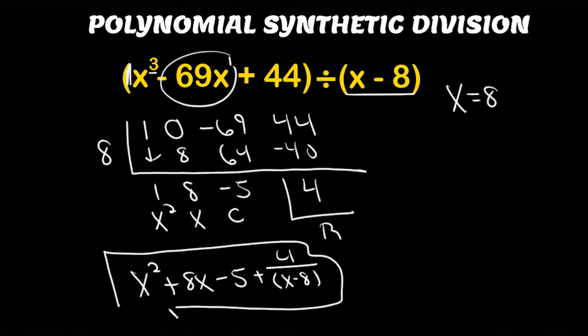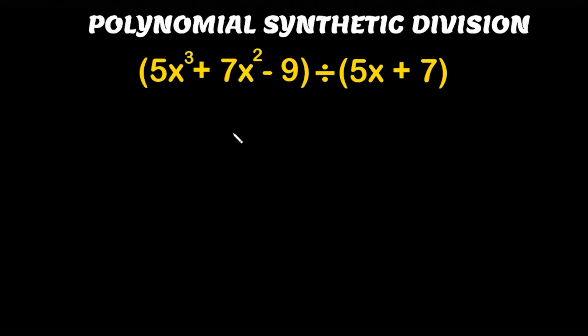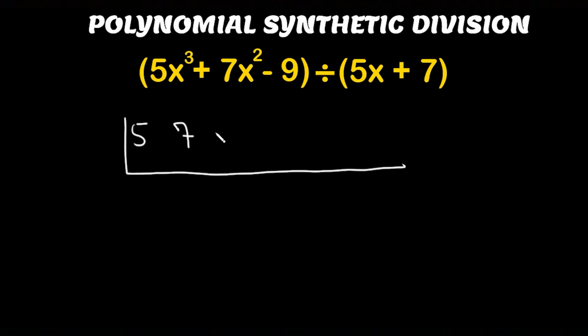All right, why don't we go ahead and take a look at one more example. So here's my last example. Again, check your dividend. Are you skipping any powers? And in this problem, I am. I'm going from x to the third power, x to the second power, and then right into my constant. I'm missing that x to the first power, so I need to include a 0 there. So doing my synthetic division bar, I'm going to list out my coefficients, which are 5, 7, and then I'm missing that x to the first power, so I have to put a 0 here, and then -9.